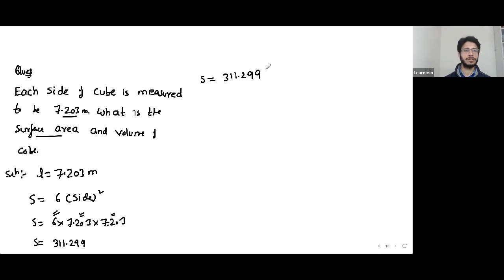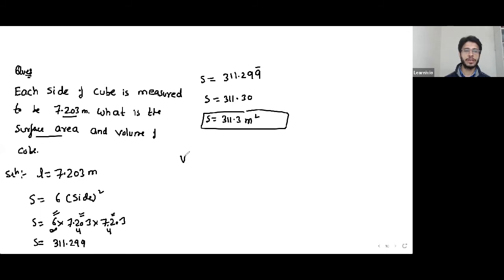Why 3? This has infinite, this has 4 significant figures. So which one is minimum? 4. So round it off up to 4 significant figures. If I round off this 9, this will be raised by 1, and the surface area will be 311.30. How many significant figures are there in this number? 1, 2, 3, 4. Sorry, 0 is significant. You have to remove the 0 too. So you have 311.3. Now this is correct. This much of meter square.